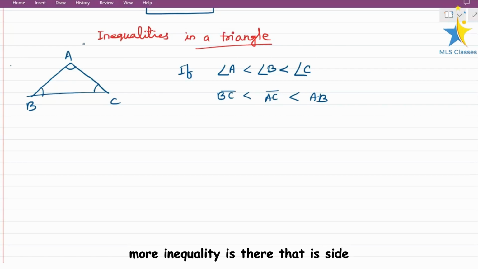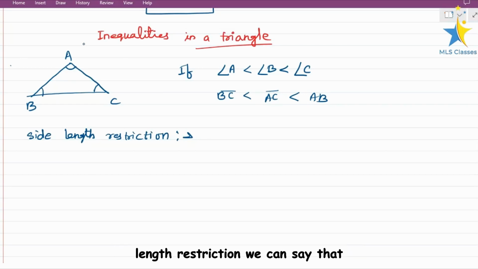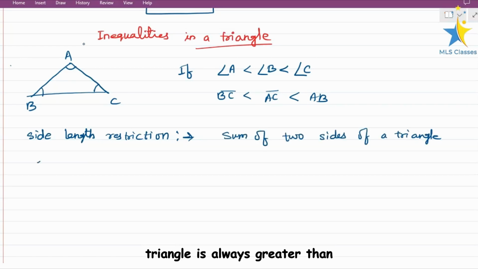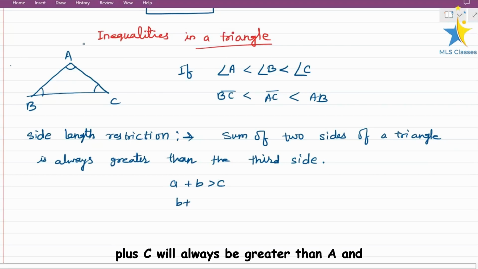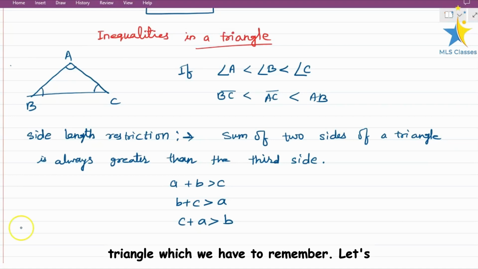One more inequality is there, that is the side length restriction. According to the side length restriction, the sum of two sides of a triangle is always greater than the third side. Suppose we have three sides A, B, C. Then A plus B will always be greater than C. Similarly, B plus C will always be greater than A, and C plus A will always be greater than B. So these are the two types of inequalities in a triangle which we have to remember.